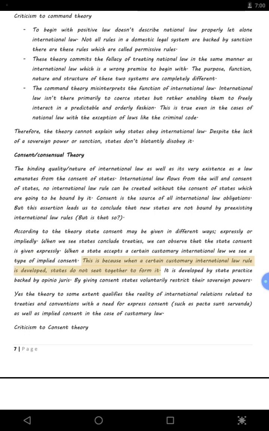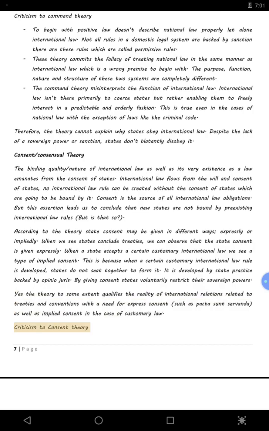This is because when a certain customary international law rule is developed, states do not sit together to form it. It is developed by state practice backed by opinio juris. By giving consent, states voluntarily restrict their sovereign powers. Yes, the theory to some extent reflects the reality of international relations related to treaties and conventions with a need for express consent, such as pacta sunt servanda, as well as implied consent in the case of customary law.